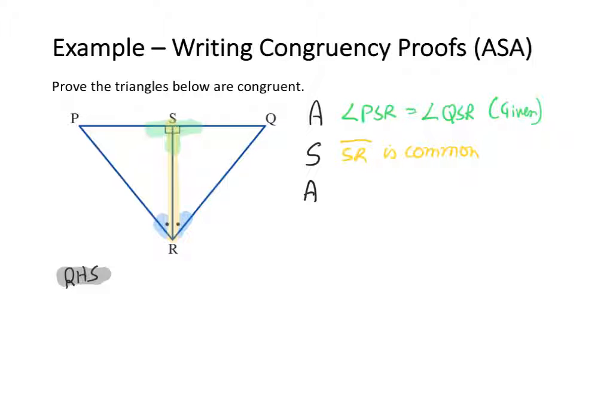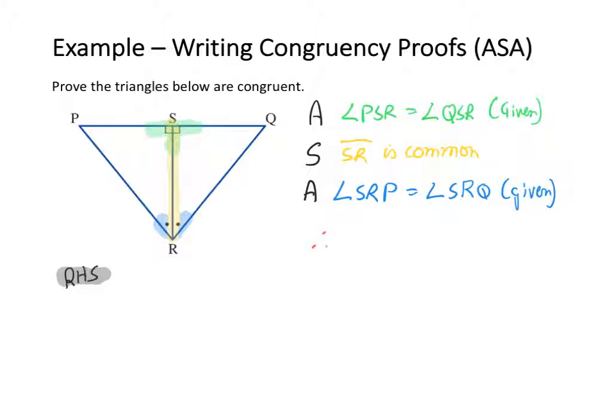And on my third line, it is going to be another set of angles that are the same. So angle SRP is equal to angle SRQ. And I know that because it is given. So now that I've got my 3 lines of working, I finish off by writing a congruency statement.